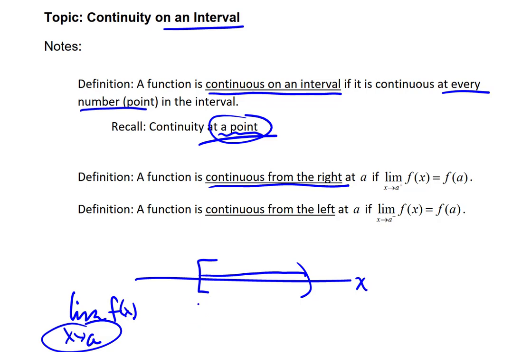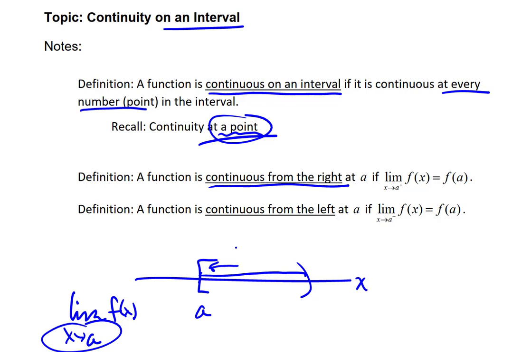So in the case that I've drawn here, where you have some closed boundary, I'll just put a value a here where that boundary is on the left side of the interval. This would be a case where you might need to discuss being continuous from the right as you approach that left boundary from the right side. And that's where these definitions can help.